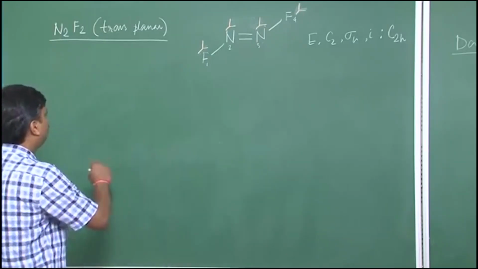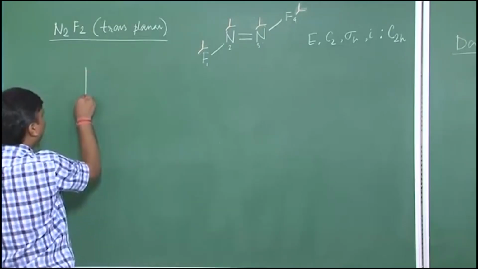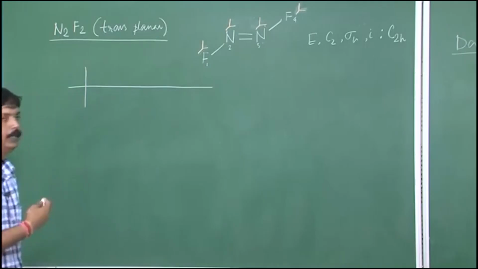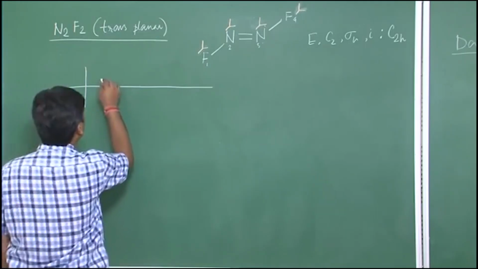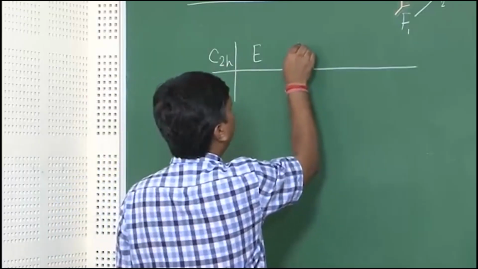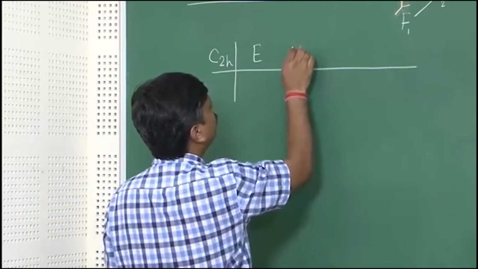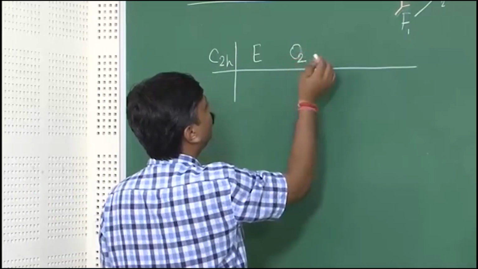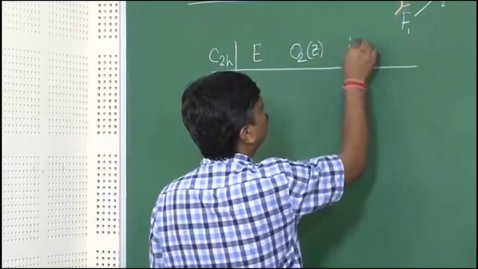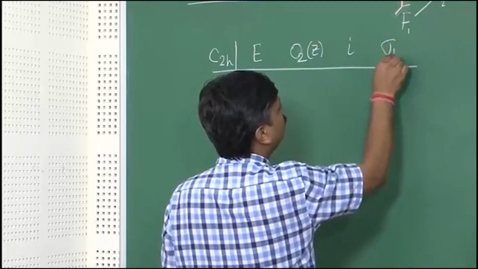So I have to form a representation for this particular molecule using 3n Cartesian coordinates. So I have E, I have C2, which I will specify as C2z, then I have inversion symmetry, and then I have sigma h.